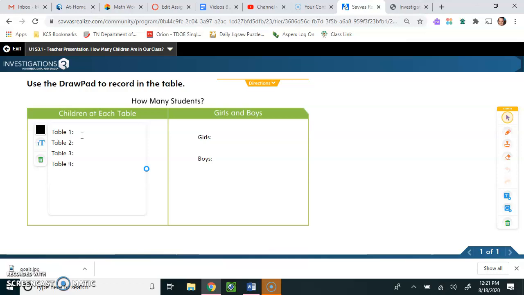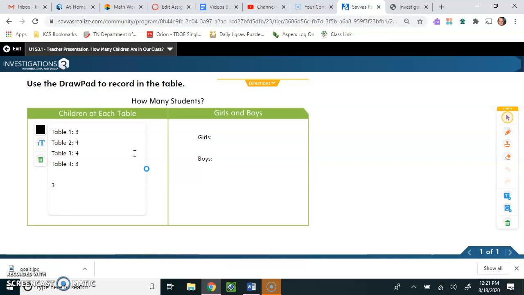So let's say that at table 1 we had 3 students. Table 2 had 4 students. Table 3 had 4 students, and table 4 had 3 students. I want you to take a second and see if you can figure out how many students that is all together. You can pause the video and figure out how many students we have there all together.